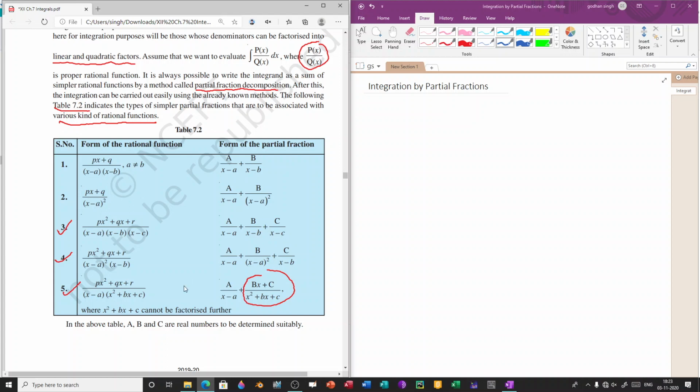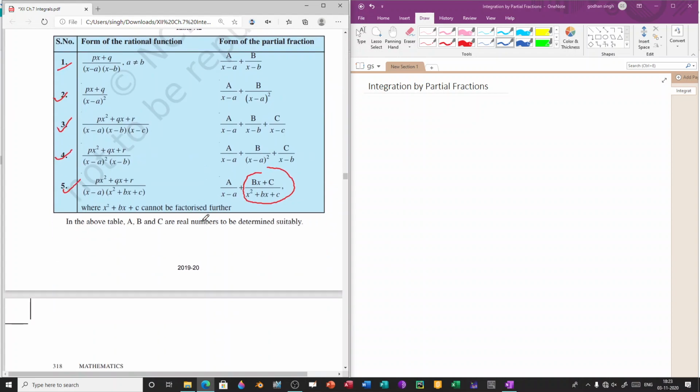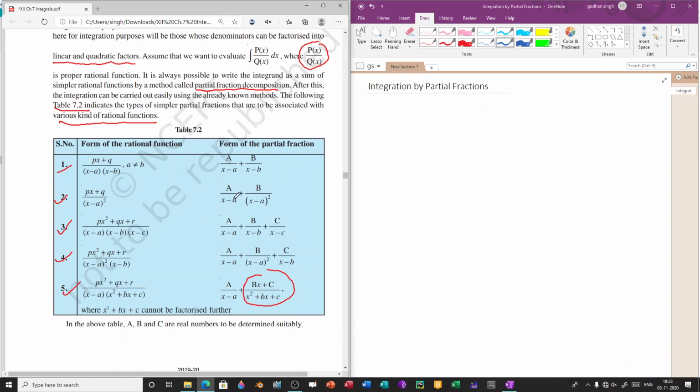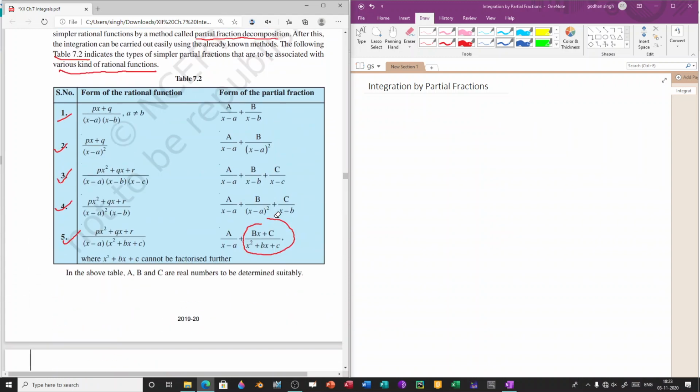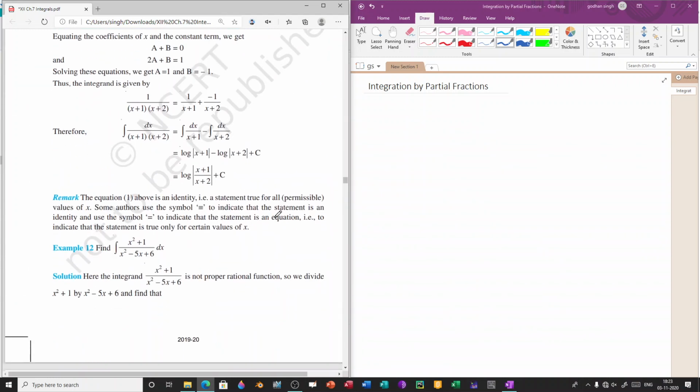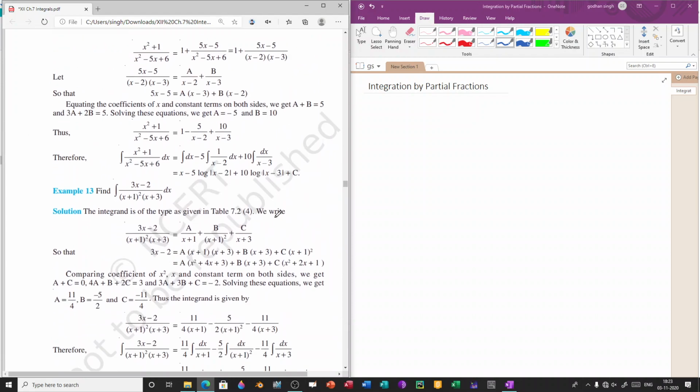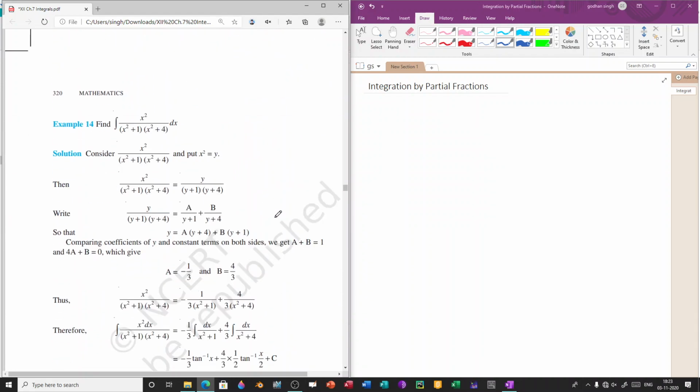So, if we remember all this table 7.2, then we can easily integrate any of the rational functions which are proper. So proper rational functions can be easily integrated by this, and if it is not proper, then we have to divide it, and then this form of partial fraction can be applied to integrate it. So what we will be doing now is we will go to the exercise and work this out with the help of this table. We will solve the integration problems.